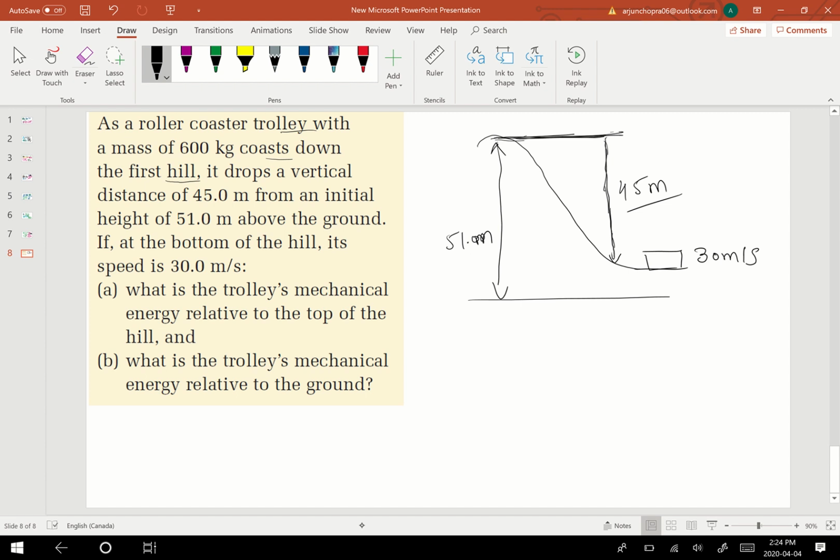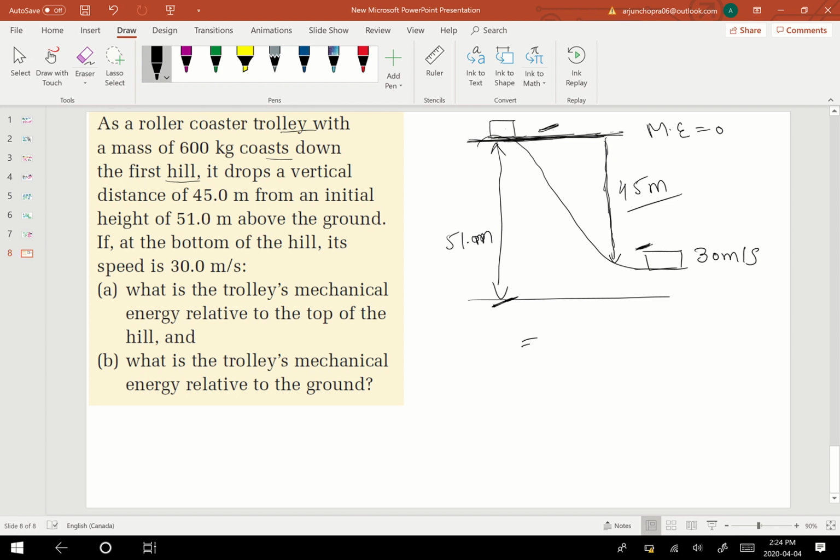And then what is the trolley's mechanical energy relative to the top of the hill? So I want to find the mechanical energy at this point relative to the top of the hill. If the trolley is here, what is the mechanical energy relative to this point? Relative to this point, the mechanical energy will be equal to 0. Relative to another point, if let's say this is stationary, it will be mgh. So that's the most important concept: when you are finding the mechanical energy, you have to have the reference plane.